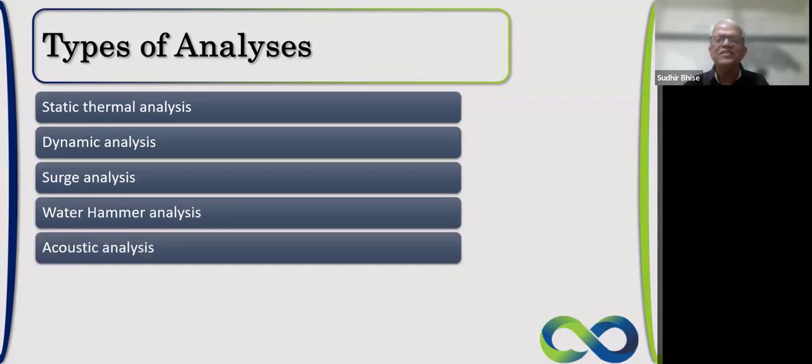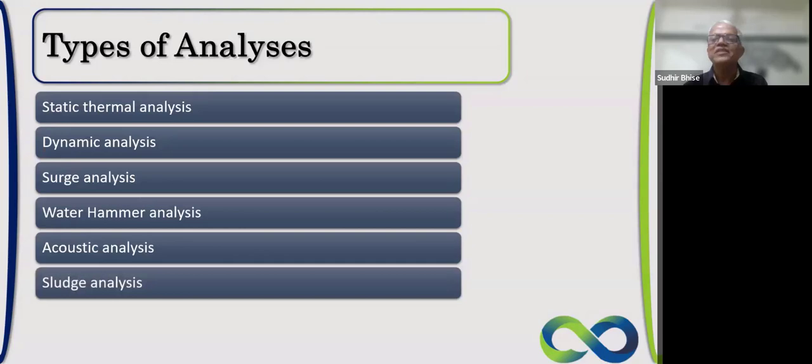Then acoustic analysis. Acoustic analysis is for high velocity gas piping transportation, where you expect a lot of noise, hissing, and when you want to curb that, we go for acoustic analysis. And then sludge analysis, somebody was talking about sludge analysis.